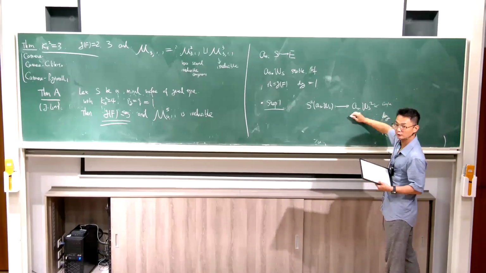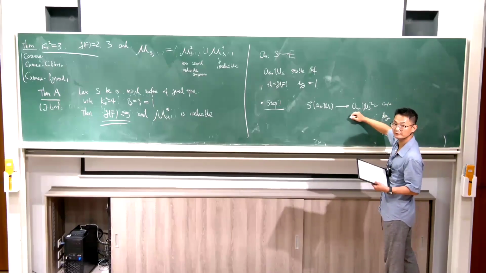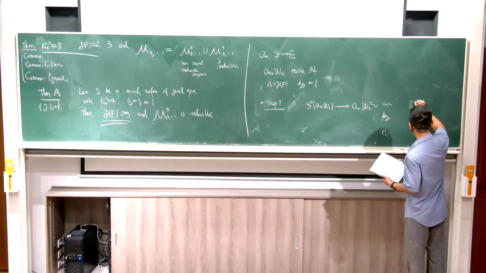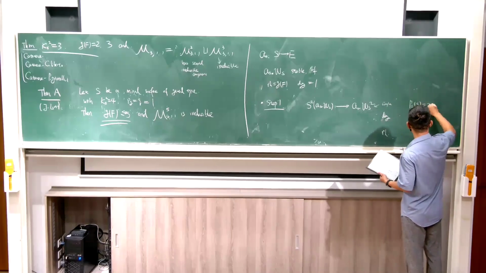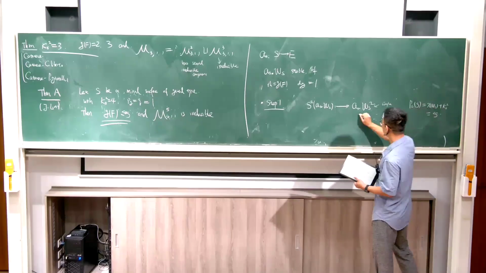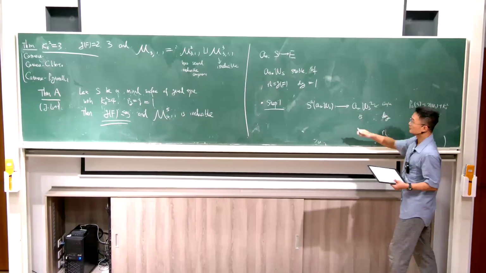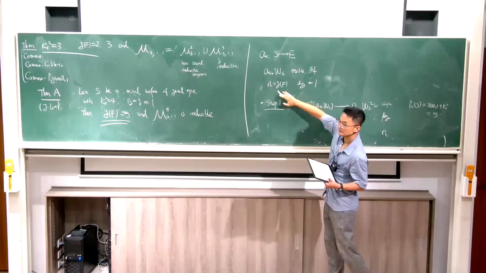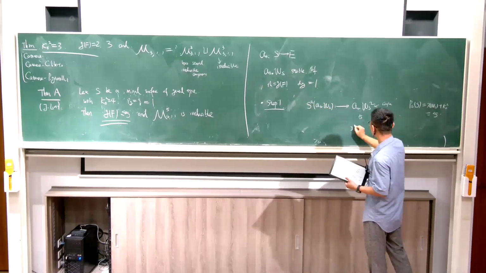So the degree of this vector bundle is just p_2(F). Okay, p_2(S) is just chi(O_S) plus K^2. So it's 5. So the degree is 5. And since we assume the genus is g_F, the rank is 3g_F minus 3.